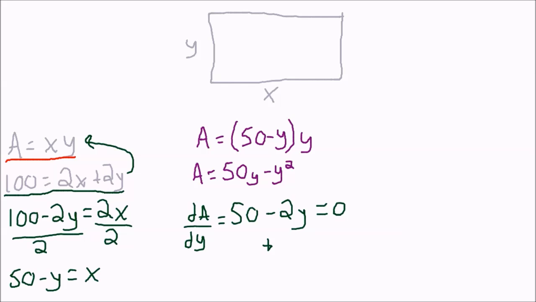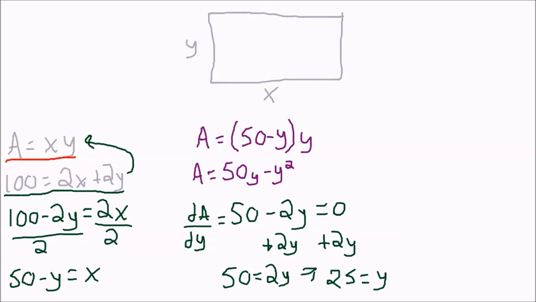We'll add 2y to both sides. 2y plus 2y. That's going to give me 50 equals 2y. Dividing both sides by 2, I'm going to get 25 equals y. So 25 equals y. So that's the first part up here. I know that this y is going to be equal to 25.